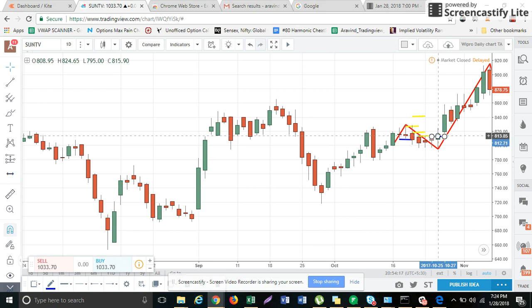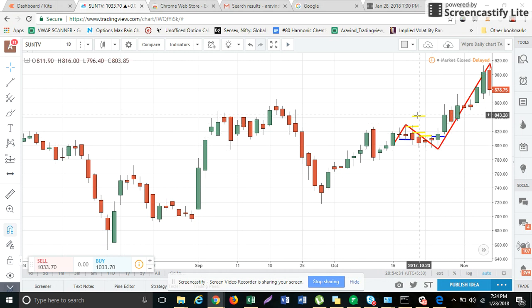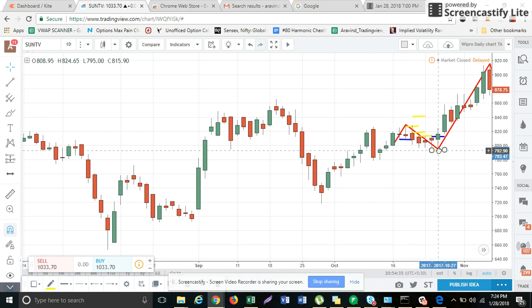So this will be on this level. This is our next trade. Our entry point was 814.45, and we will update our stop loss as the low of that particular candle, which is 795.